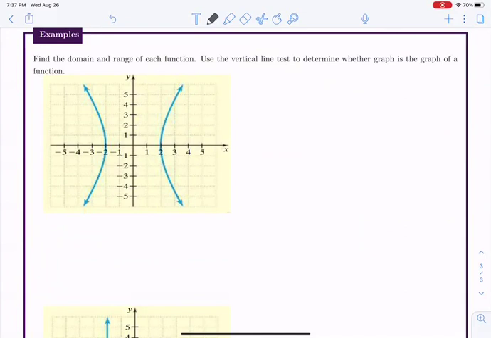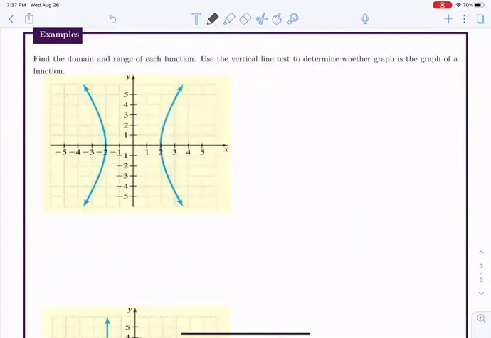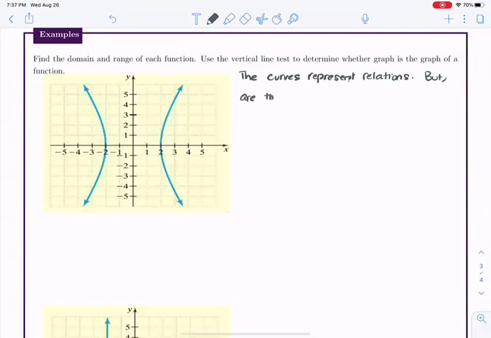So we have a relation. The blue curve connects x and y. So the curves represent relations. But are they, or do they correspond to a function?